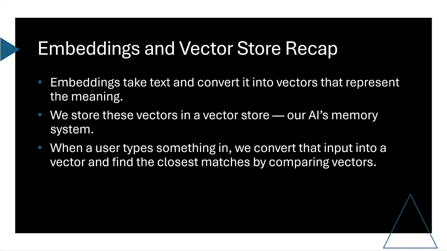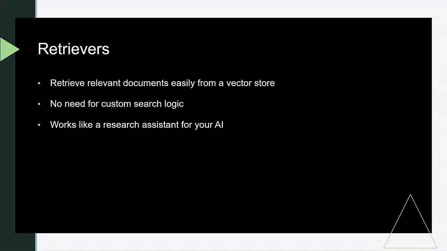So now that we understand embeddings and vectors, we are ready to take it to the next level. In the next step, we'll use this logic to build an even smarter system that can recommend the perfect videos to our users. Alright, now that we know how to store and search vectors, let's make this process even smoother. That's where retrievers come in.